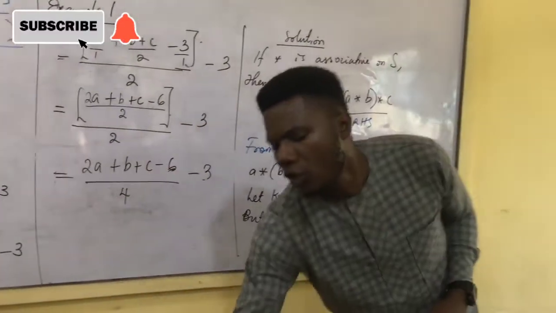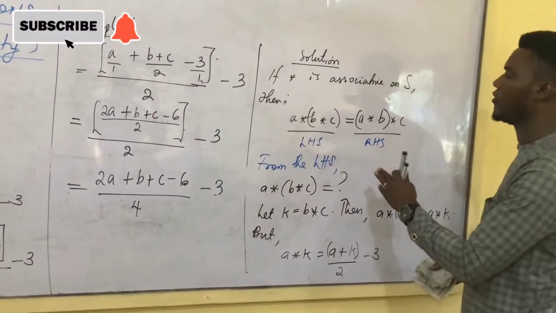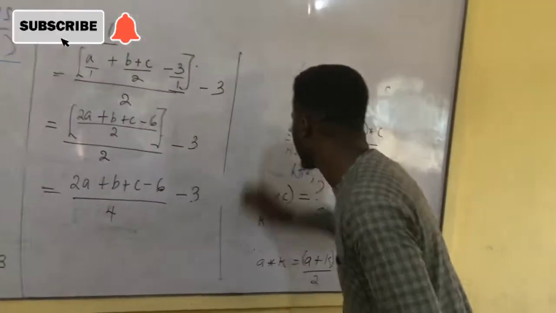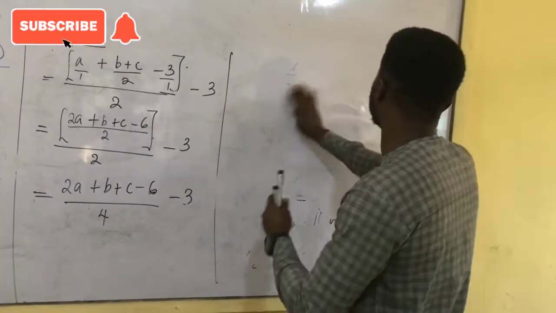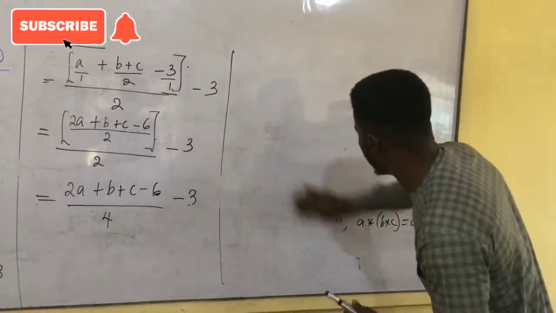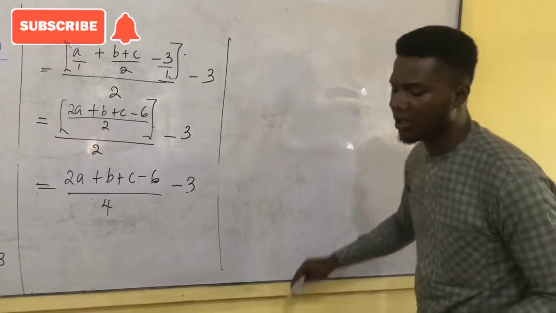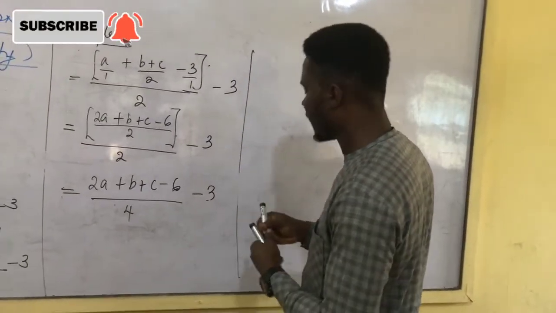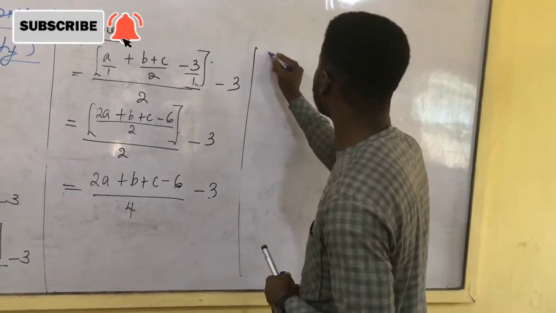Okay? So, what do we do next? We are going to come over to the right-hand side. So I'm going to clean this off. Let's come over to the right-hand side. Let's test the right-hand side to see if it will give us the same result as we've obtained for the left-hand side. So what are we going to do here? Now, I'm going to say from the right-hand side, okay?